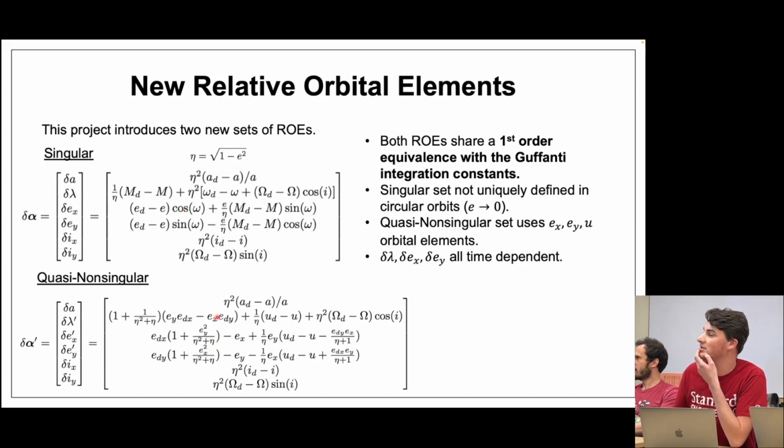And these two sets both share one thing in common, and that's they're first order equivalents with the integration constants used in the model that Tommaso developed. So that immediately means that they have geometric meaning under the closeness of separation assumption. And a few properties: despite Tommaso's model working in a circular orbit where e equals 0, the singular set is not defined, not uniquely defined once the eccentricity gets small.